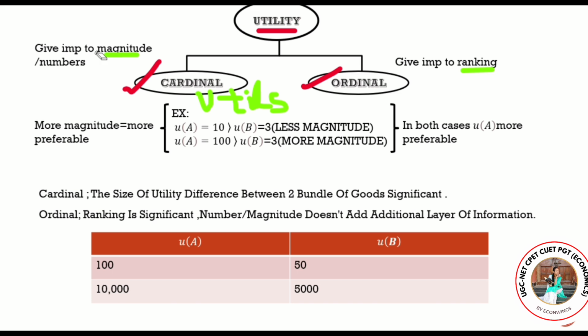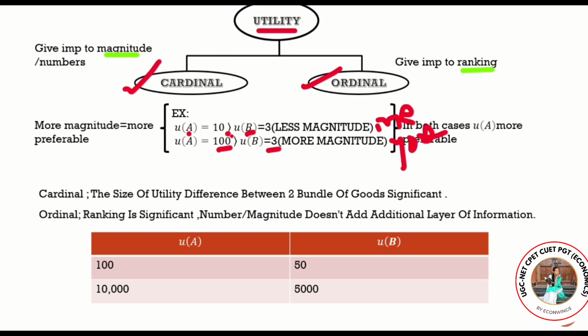But in the case of ordinal utility, magnitude is not significant. In this example, let's say there are two bundles, bundle A and bundle B, and two persons, me and you. When I consume A and B, I get utility of 10 from A and 3 from B. But when you consume products A and B, you get 100 utils from A and 3 utils from B. In the case of ordinal utility, A is more preferable because it has a higher ranking.